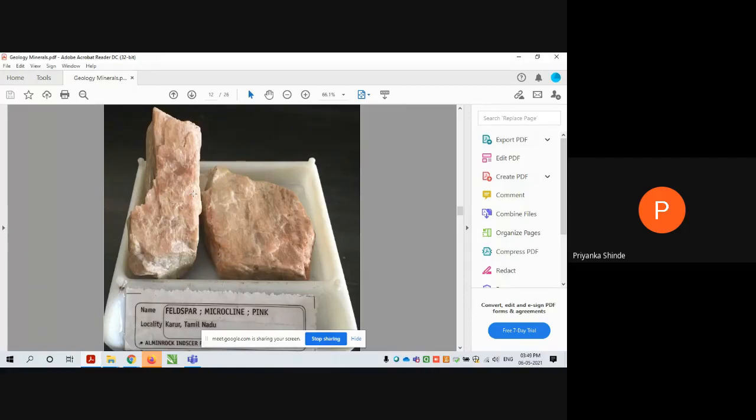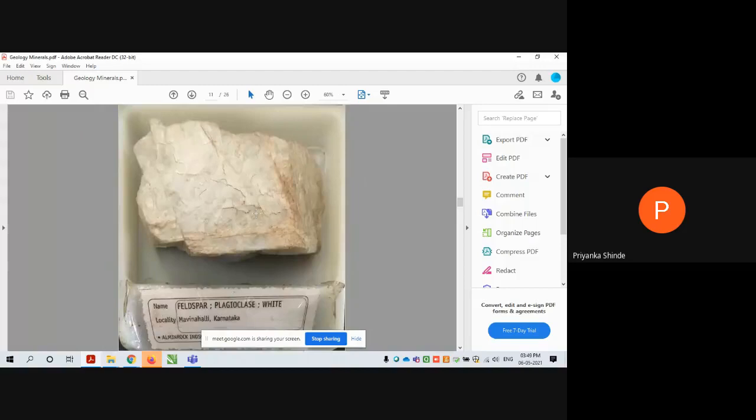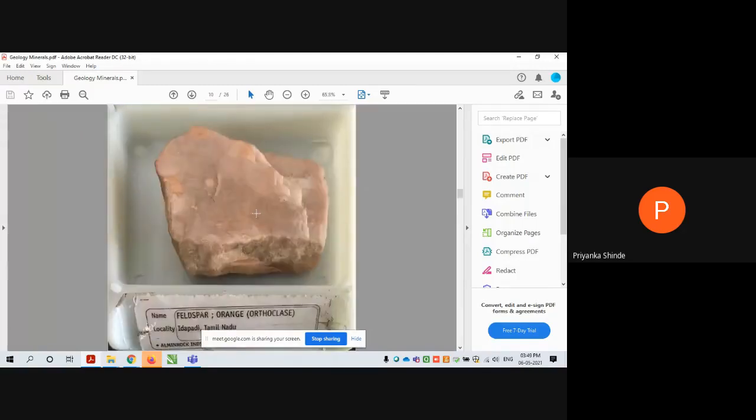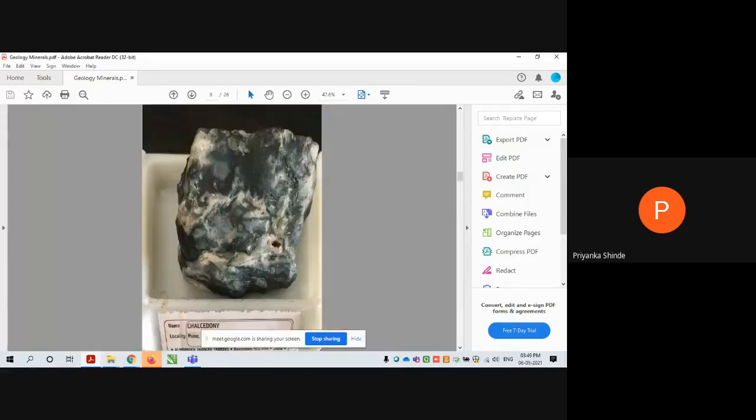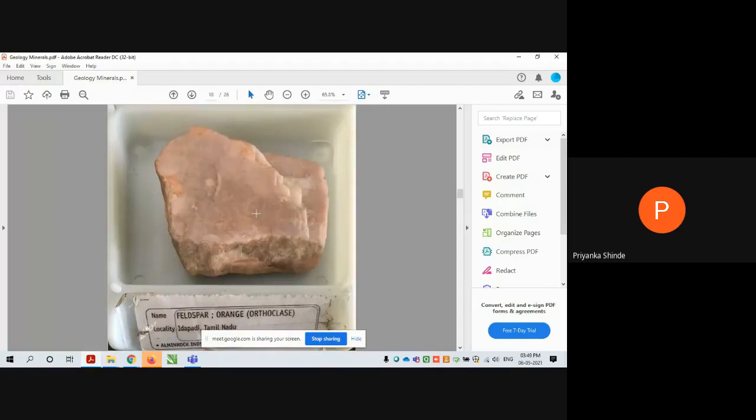Then where these minerals are used, occurrence. Again, I told you this is the major constituent mineral which is present in granite. So in granite rock you will find these two minerals, quartz and feldspar. So the occurrence, again, you will write as igneous rocks.